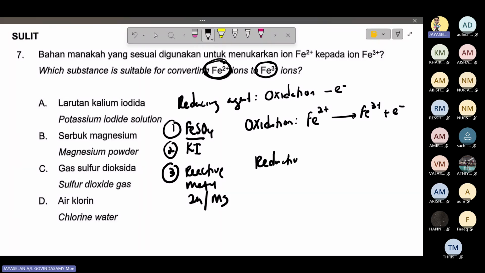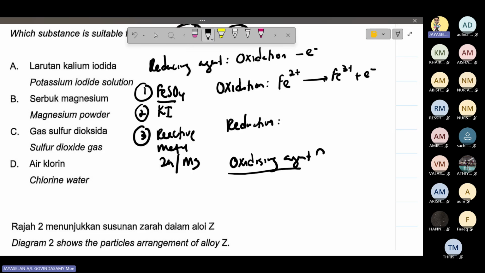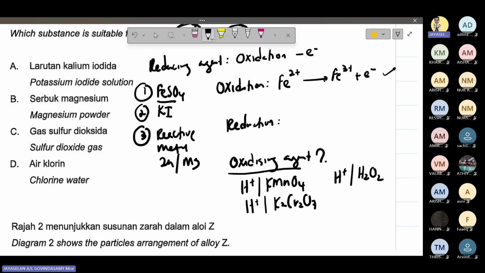Reduction. Another substance undergoes reduction. The substance that undergoes reduction is known as what? Oxidizing agent. That means we need an oxidizing agent for this to happen. So what are the oxidizing agents? Acidified potassium manganate(VII), or acidified potassium dichromate(VI), or acidified hydrogen peroxide. These are substances that will undergo reduction. Or chlorine solution, bromine solution, iodine solution. Last one, any solution that contains iron 3 ion.